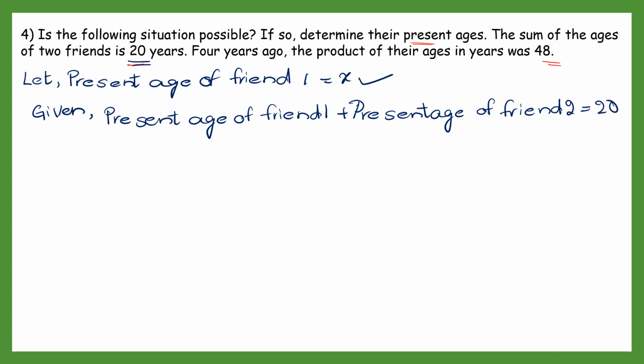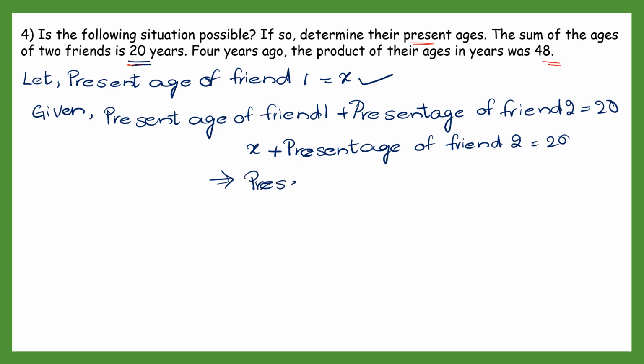We have assumed present age of friend 1 is what? x plus present age of friend 2 is equal to 20. So if x goes to right side of the equation, you will get present age of friend 2. That is what? 20 minus x. We got present age of friend 1, we got present age of friend 2 here in form of variable x.